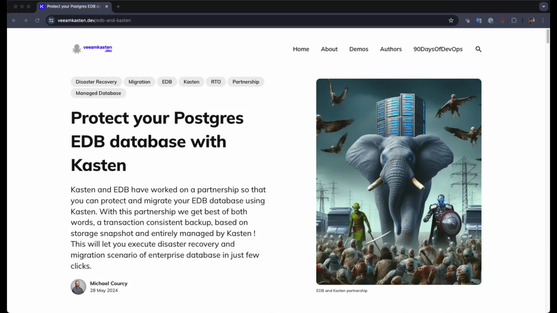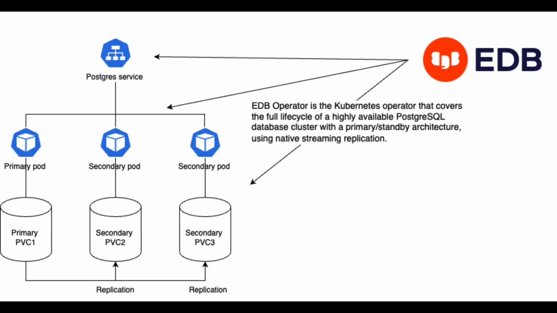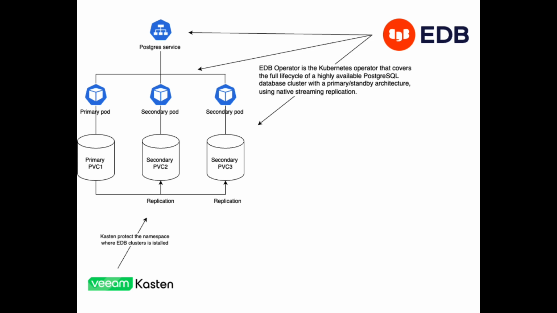In this demo, we are going to show how Veeam Kasten for Kubernetes can protect your Postgres EDB operator-based databases as per this detailed blog. The EDB operator covers the full lifecycle of your highly available Postgres cluster with a primary and standby architecture. Kasten will protect the EDB namespace where those clusters have been deployed.